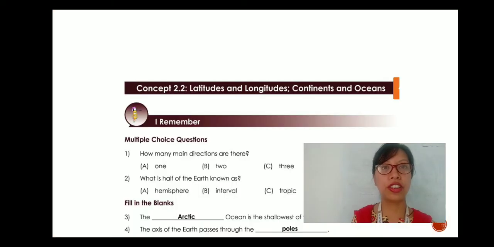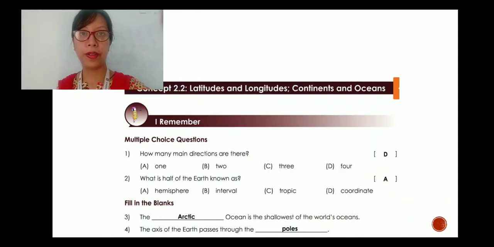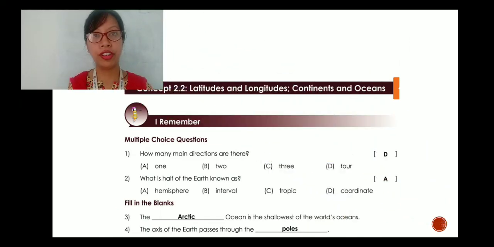Now let's move towards the workbook. I have already given you homework from page number 11, multiple choice and the fill in the blanks. Now please correct the answers.